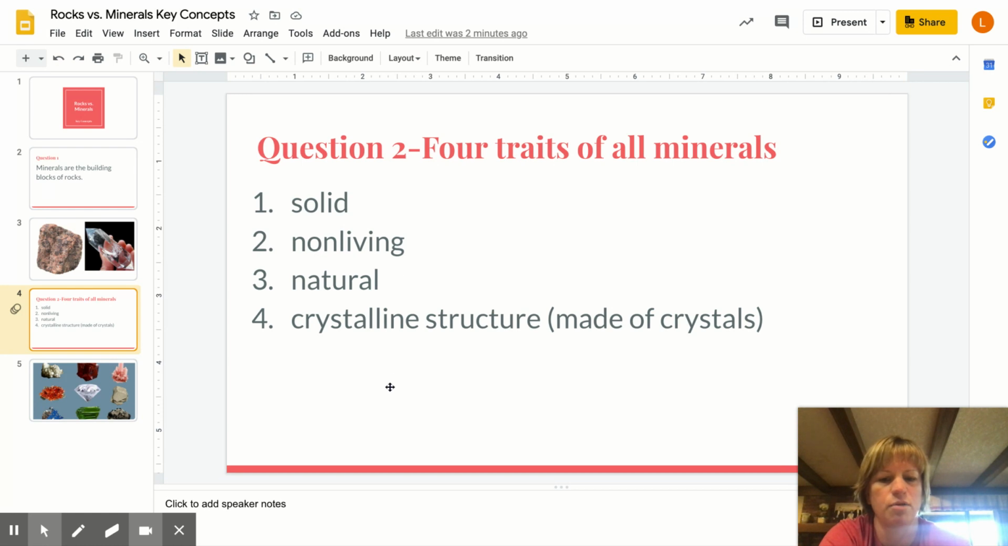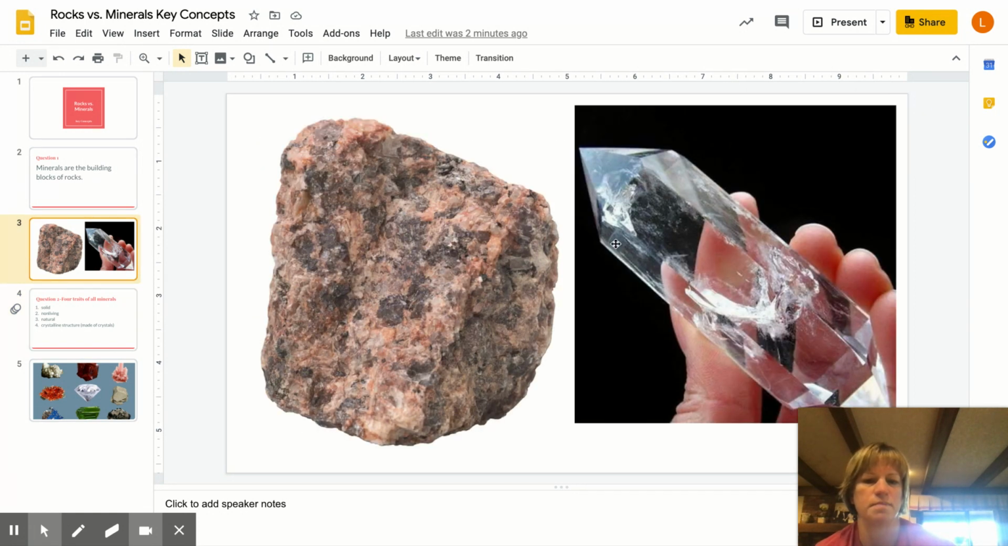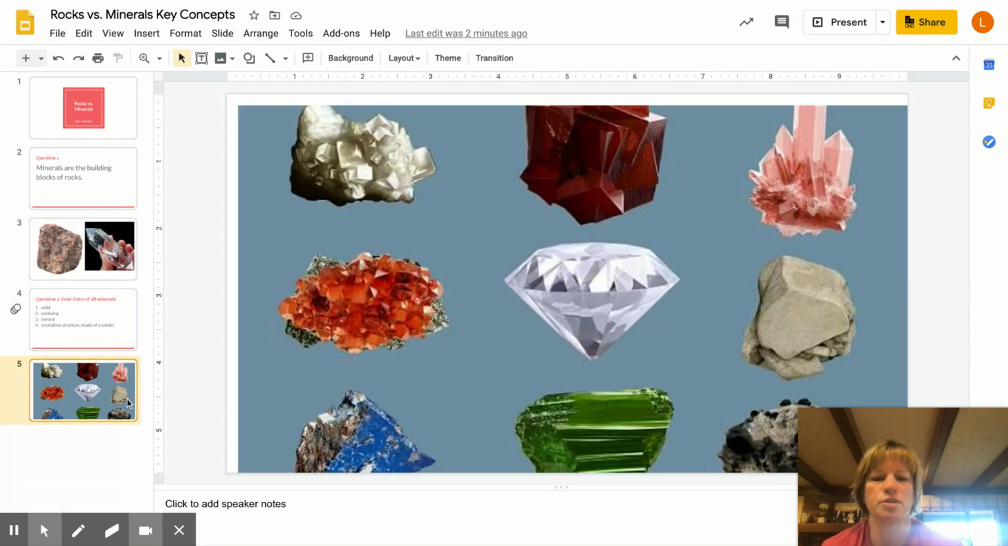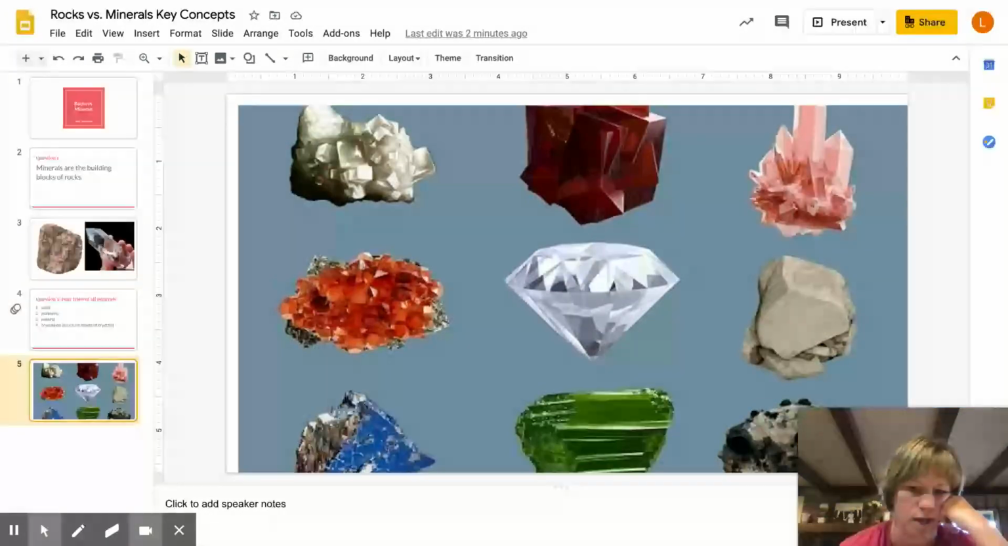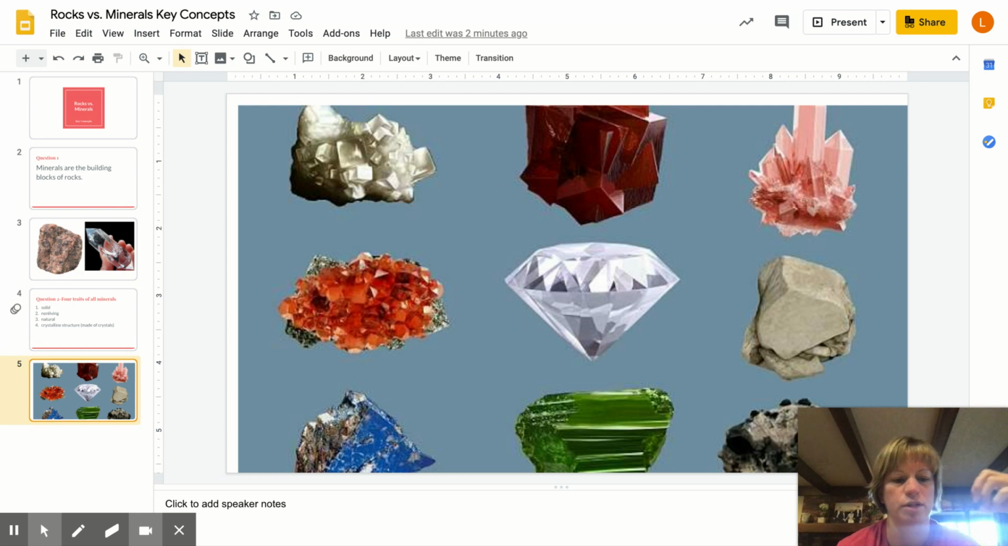And then here's the 4th one that's a little fancy, and really why we did that crystal inquiry last week and why we're doing a geode inquiry tomorrow. They have a crystalline structure, which means that they're made of crystals. And you can really see the shape of the quartz crystal here. It's a 6-sided hexagon. But I also wanted to show you this picture. I didn't say that all minerals are made of the same shapes. They are not. They are not always the same size crystals, but they always have a crystalline structure.